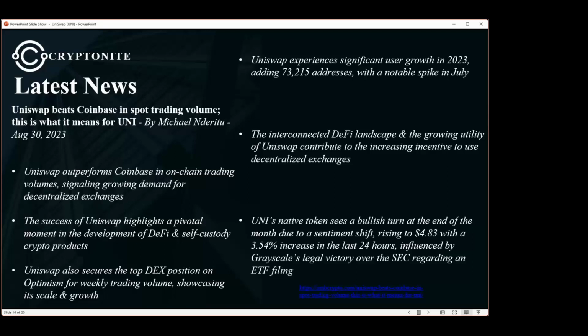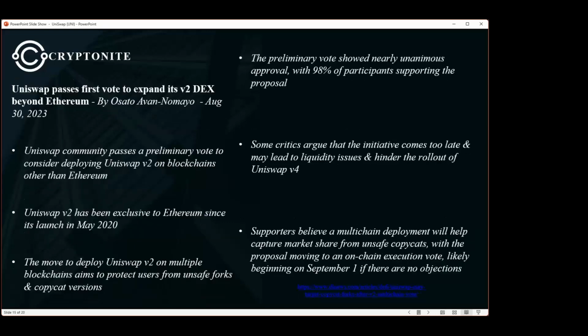So overall, this is bullish for Uniswap because it shows that more and more people are going to DEXs versus centralized exchanges. Another thing that was voted by the community is that V2 has been exclusive to Ethereum since its launch in 2020. But now they're moving to deploy Uniswap V2 on multiple blockchains, which aims to protect users from unsafe forks and copycat versions.